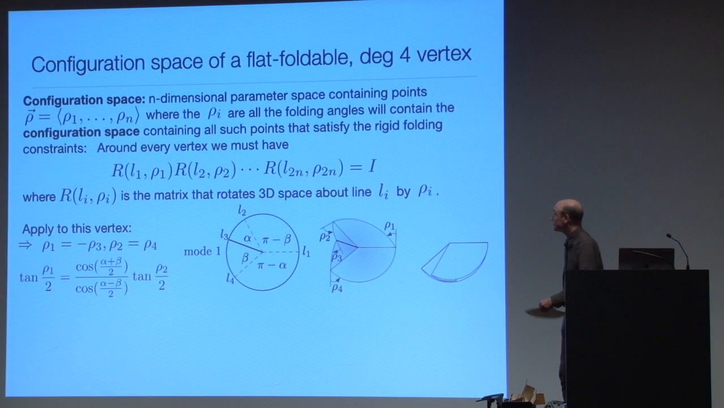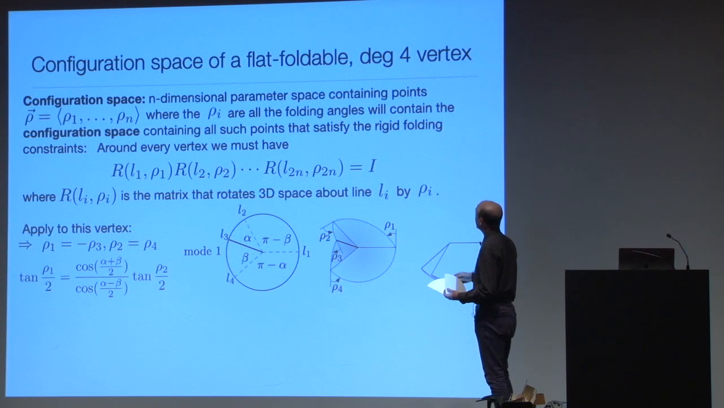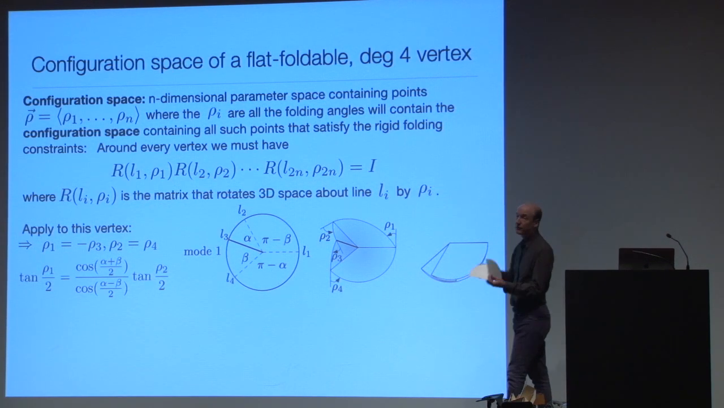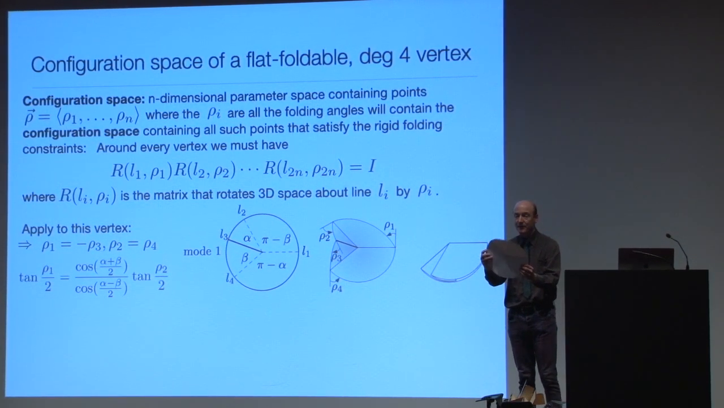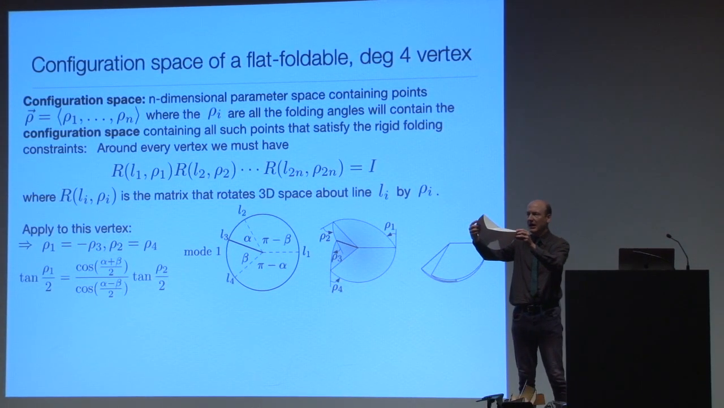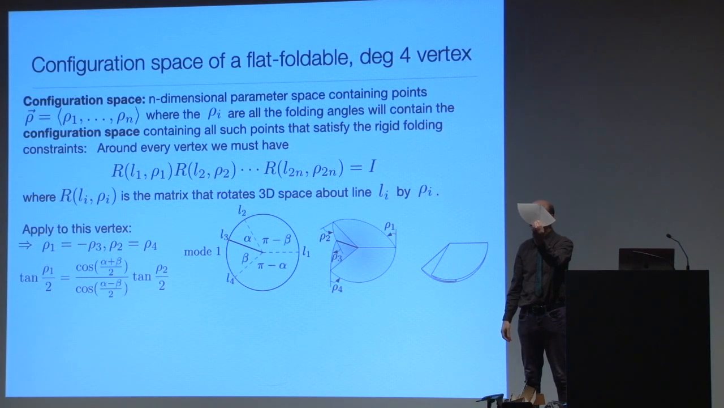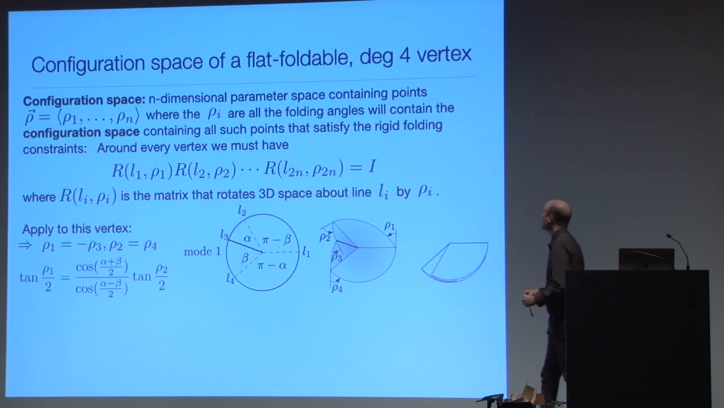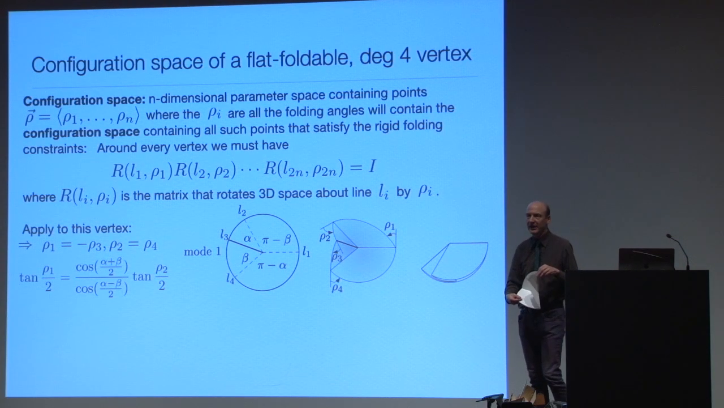Now, sometimes we can get really nice equations for these configuration spaces. And this is one example. So here I'm applying this to a flat foldable degree 4 vertex. That's what I'm holding in my hand here. Flat foldable means, as I mentioned in the last talk, I can fold it all the way flat. I can press it in a book without crumpling if all the creases, in other words, all the folding angles, can go to either pi or minus pi. Degree 4 means that there's only 4 creases coming out of the vertex. And we're just looking at, can we describe the folding angle relationships here?